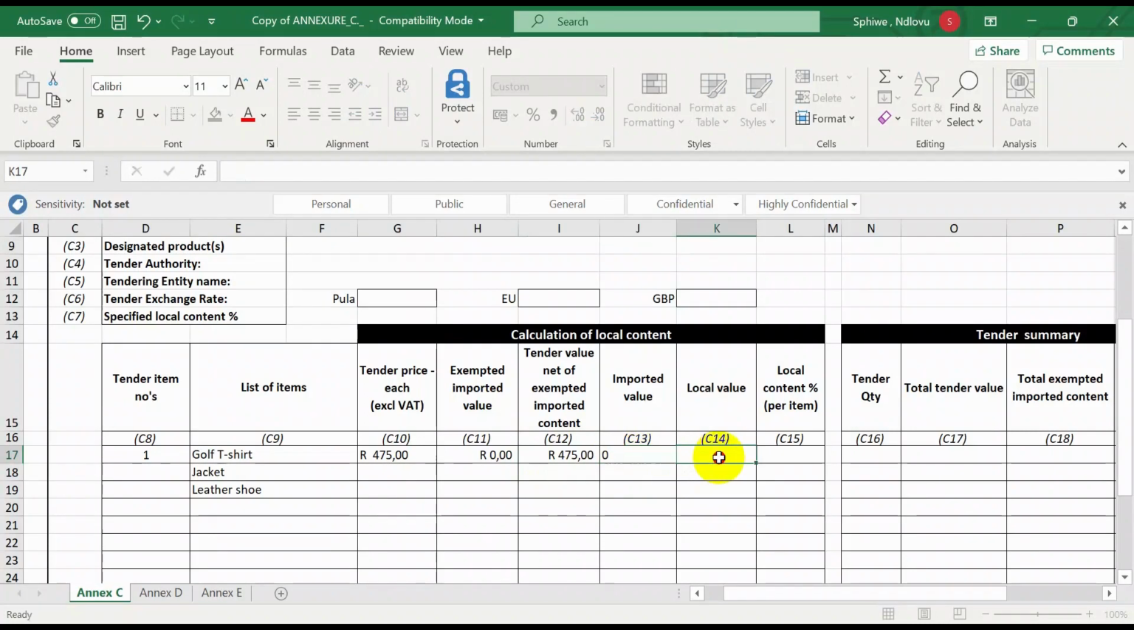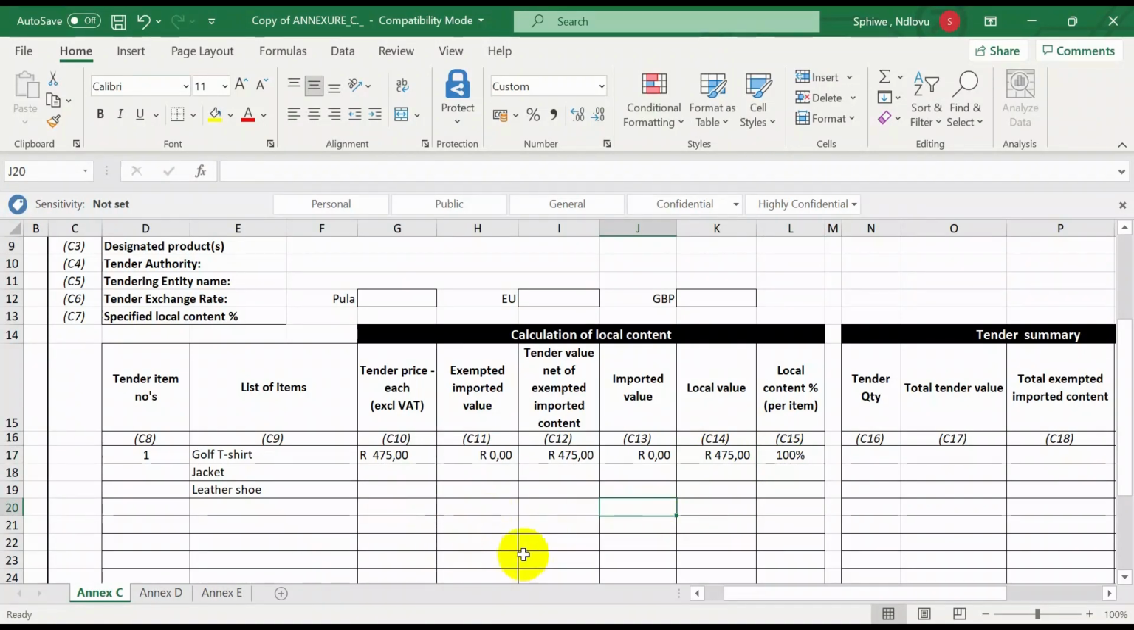So it's 0. In terms of the local value, the C14 here, we provide this by deducting C13 from C12. Then we still get 475 because it's 0. And then the local content there, it's 100%.